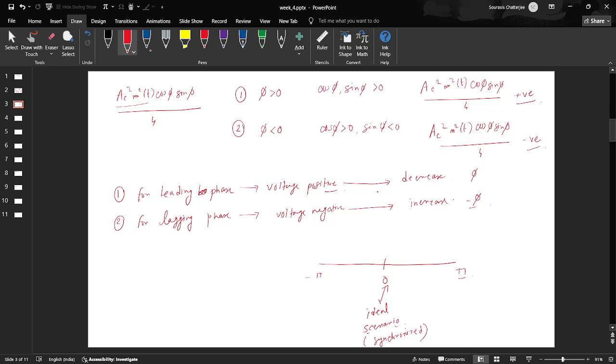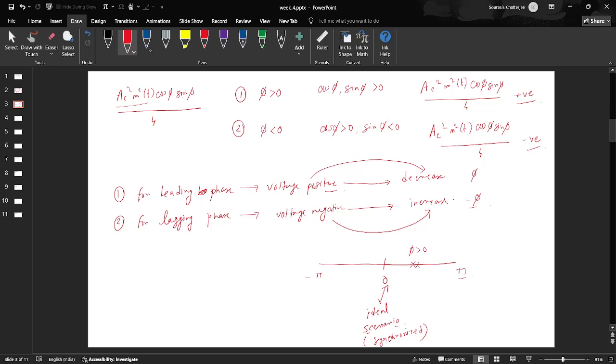So remember, this is the relation I am enforcing in the voltage control oscillator. So that when you have a positive voltage, you decrease the phi, and when the voltage is negative, you increase the phi. Now let's assume the positive voltage case, when phi is greater than 0, right? So it's somewhere here. Phi greater than 0, let's say it's somewhere here.